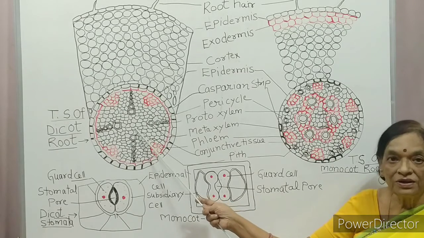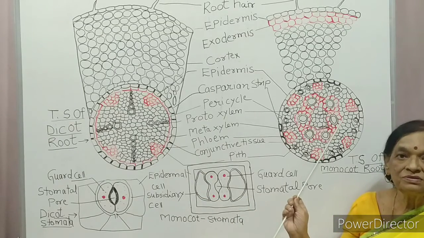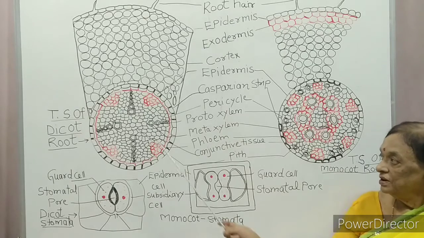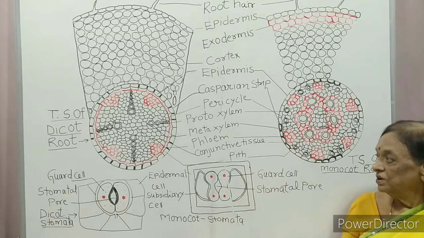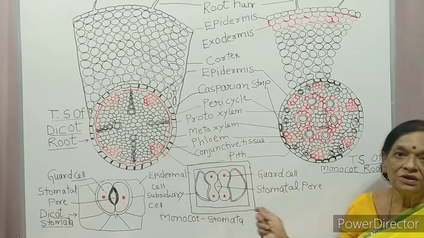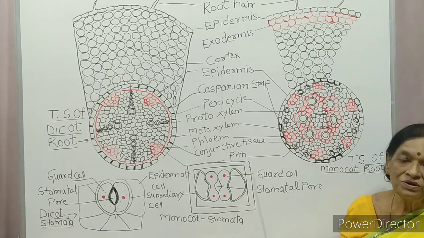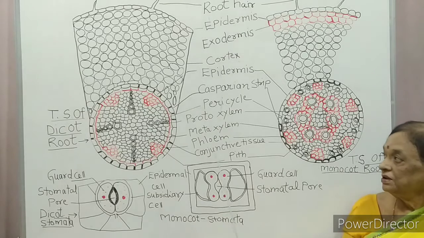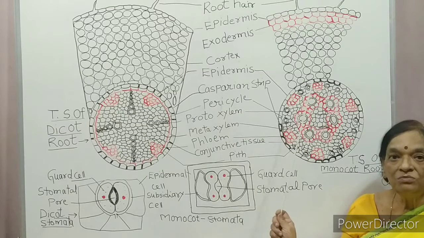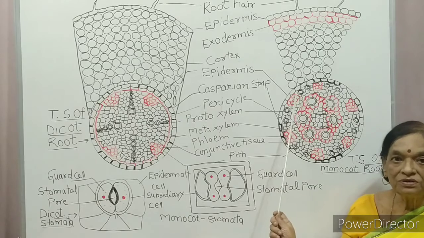Pith is small here and pith is large. Conjunctive tissue of one type. Here conjunctive tissue is of two types. So these are the differences between dicot and monocot root.